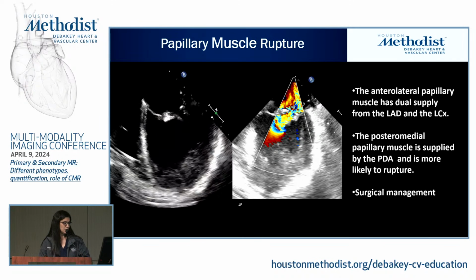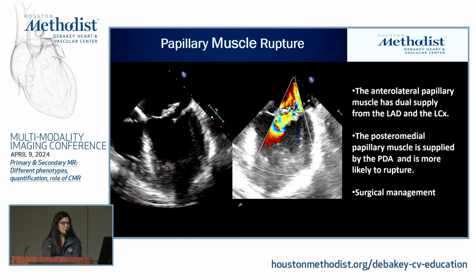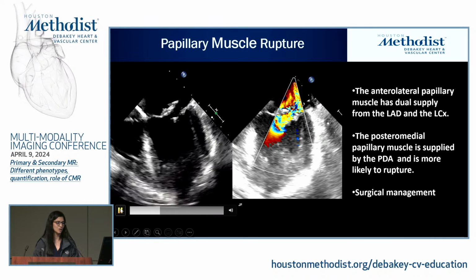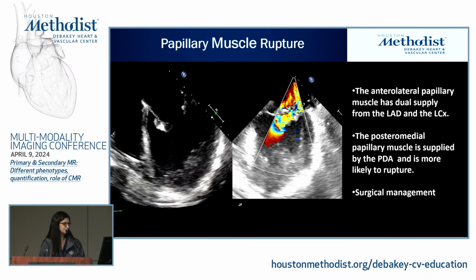The anterolateral papillary muscle has a dual supply from the LAD and the circ, versus the posteromedial, which is supplied by the PDA. So this is more likely to rupture. And management when you have a papillary muscle rupture leading to significant MR is surgical.